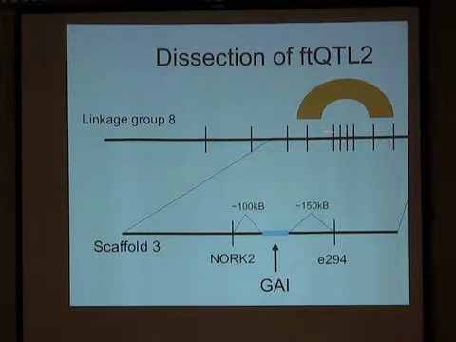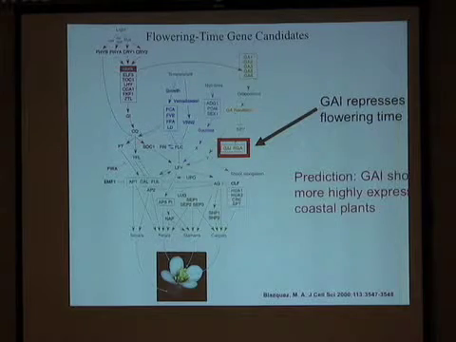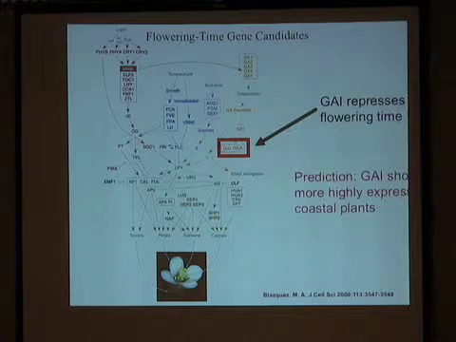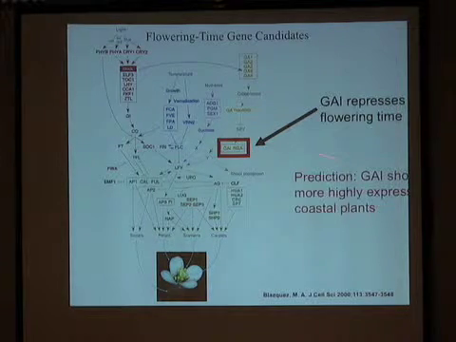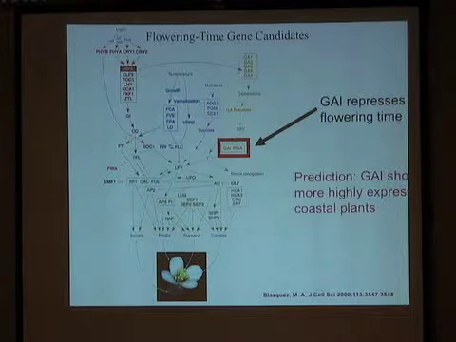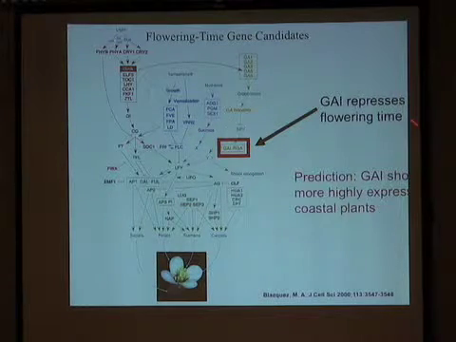So here's QTL number 2 on linkage group 8 that affects flowering time and morphology. This is a manageable scaffold that has nice high recombination rates. There's a beautiful candidate for flowering time and morphology that we know about from work in Arabidopsis and other plants. This is involved in gibberellic acid.